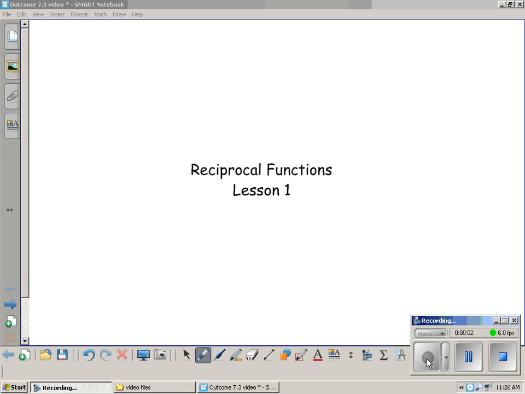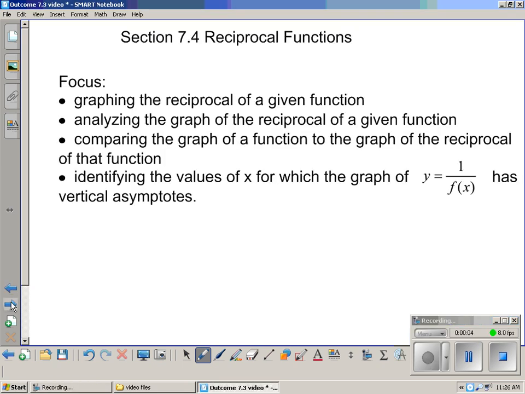Reciprocal Functions Lesson 1. We're going to focus on graphing a reciprocal function, analyzing the graph, comparing the graph of a function to the graph of its reciprocal, and identifying the values of x for which the reciprocal has vertical asymptotes.